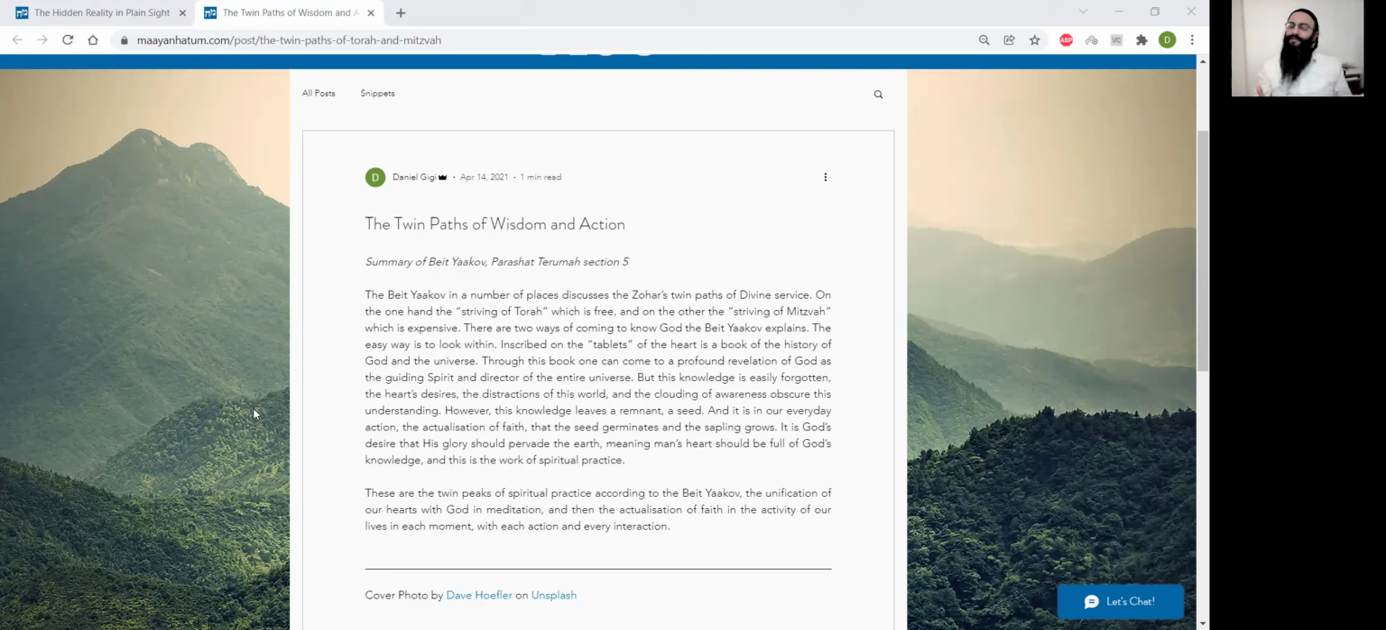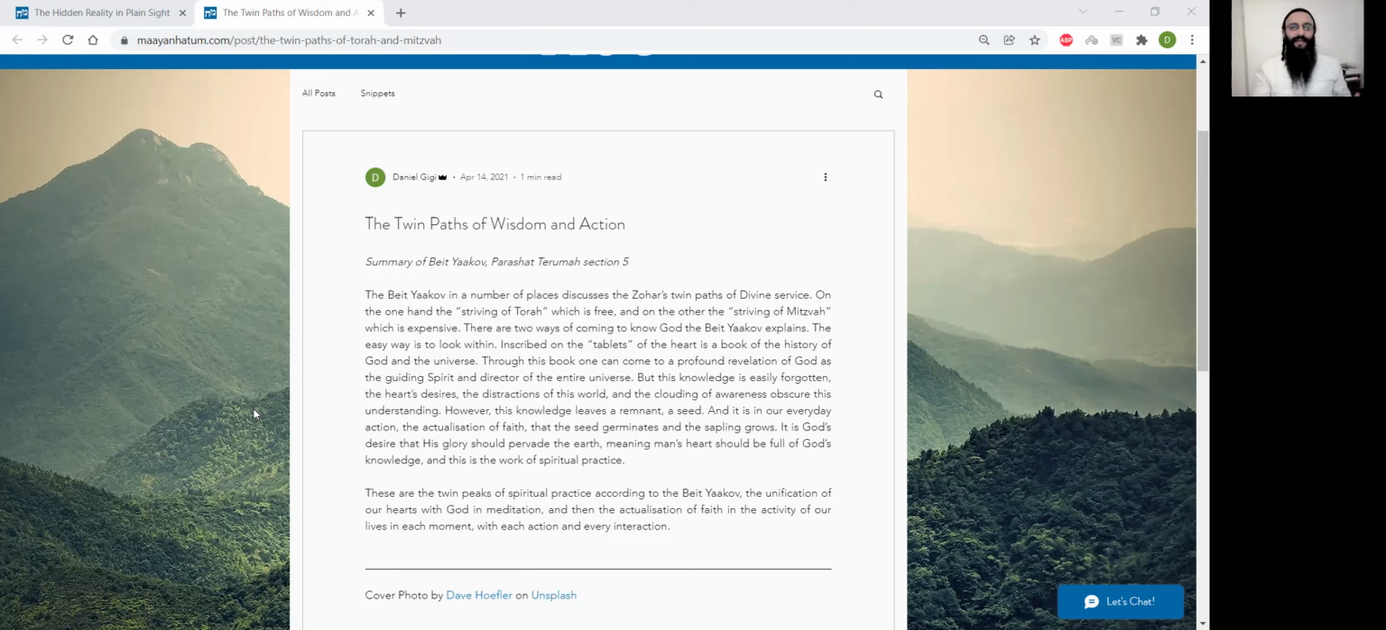What would be the best word for Hishtadlut? The effort towards Torah, Hishtadlut de'oraita, and Hishtadlut de'mitzvah, the striving towards mitzvah. The Zohar there says that the Hishtadlut de'oraita is cheap. It is very cheap, and in fact, it is free. We'll see what that means at some point. And the Hishtadlut de'mitzvah is an expensive thing.